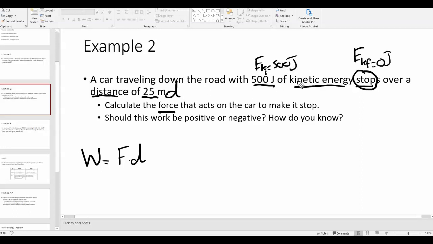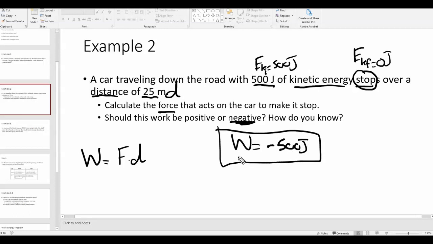Okay, so was work done on the car? Yes. Okay, was it positive or negative work? Well, it was negative work because the car lost energy. Now, how much energy did the car lose? Well, it started with 500 joules. Now it has 0 joules. So that means the work done would be negative, because we're losing energy, 500 joules.